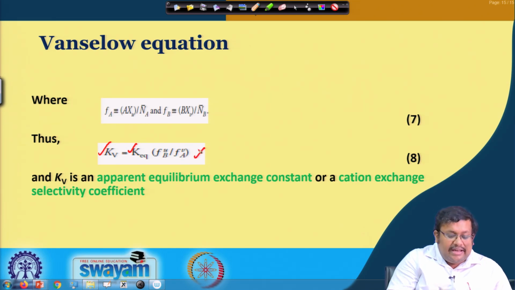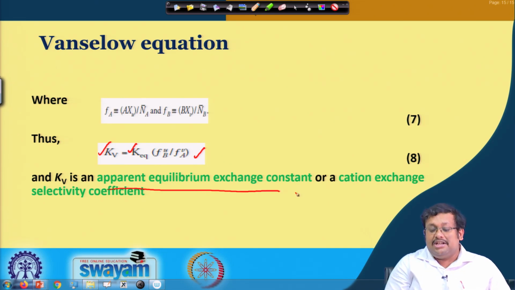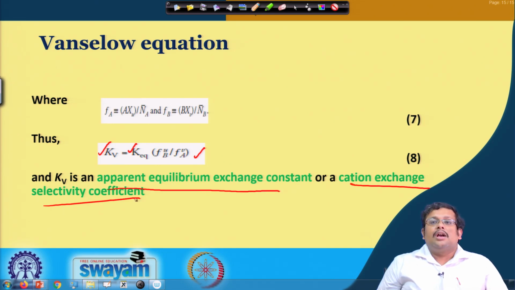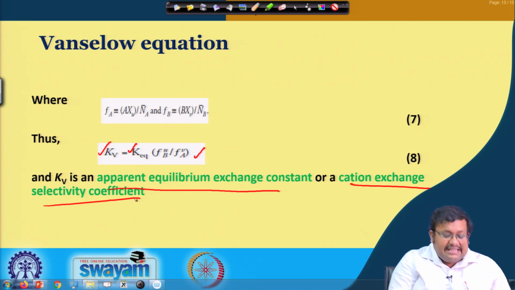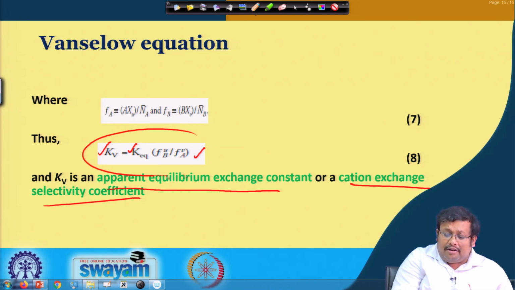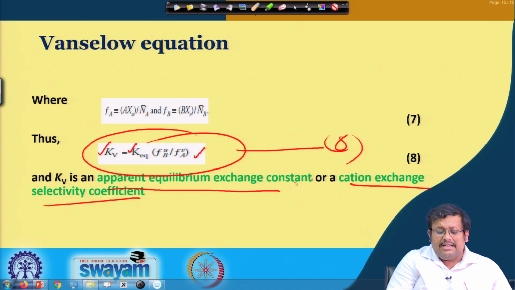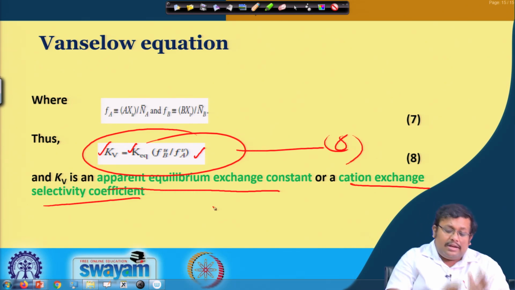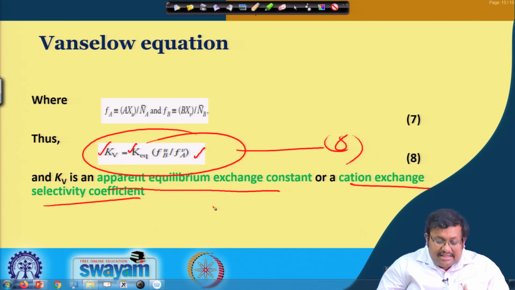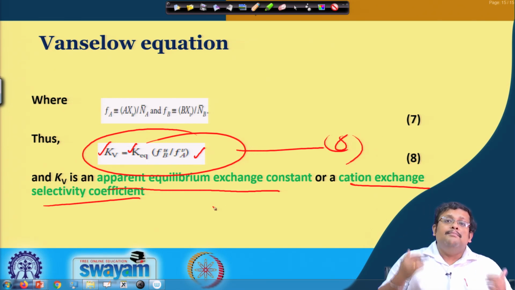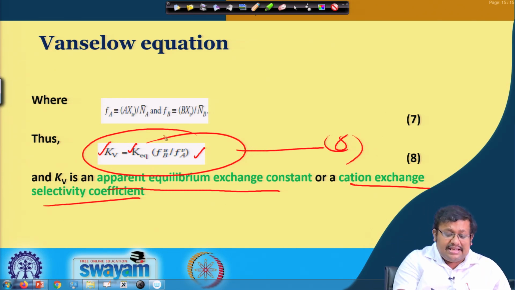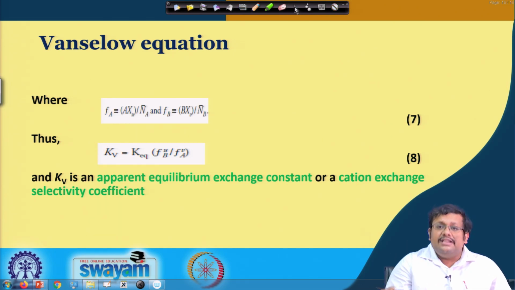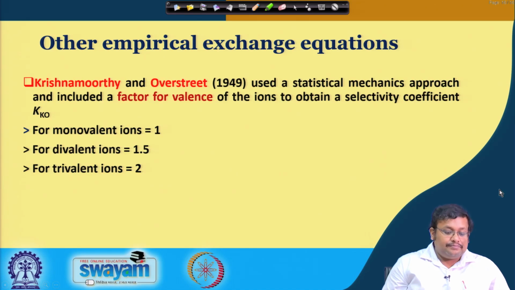Okay. So, Kv is now called an apparent equilibrium exchange constant or cation exchange selectivity constant. By rearranging that, we get this final form in the form of equation 8. So, this is called an apparent equilibrium exchange constant. Kv equals Keq, the equilibrium constant, multiplied by the ratio of Fb and Fa, or exchange phase activity coefficients.